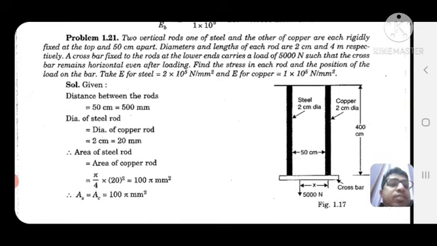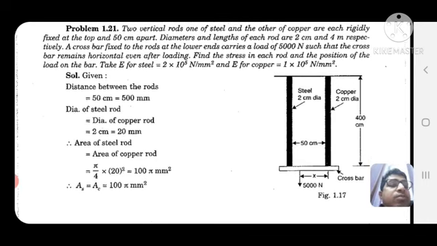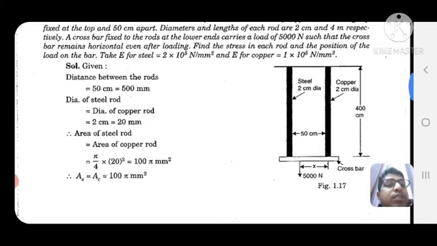One important question: the diameter and length of each rod are 2 centimeter and 4 meter respectively. A crossbar fixed to the rods at the lower end carries a load of 5000 Newton such that the crossbar remains horizontal even after loading. Find the stress in each rod and the position of the load on the bar.